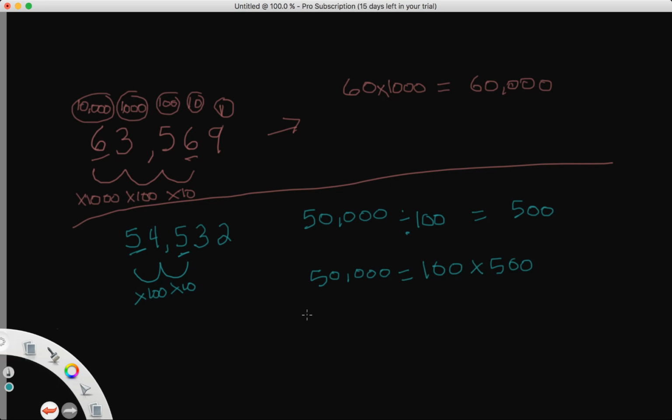So go ahead and try that out with another number on your own and see if you can determine how many times greater or how many times less, using the division symbol, is one number to another.